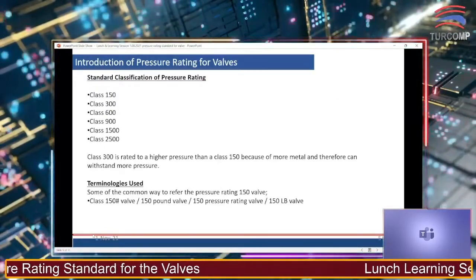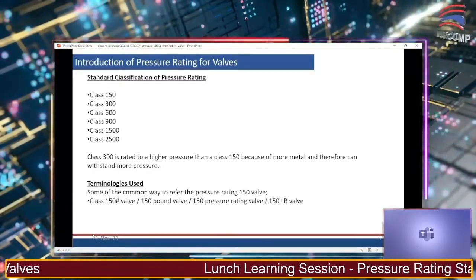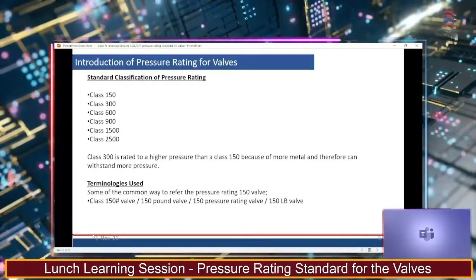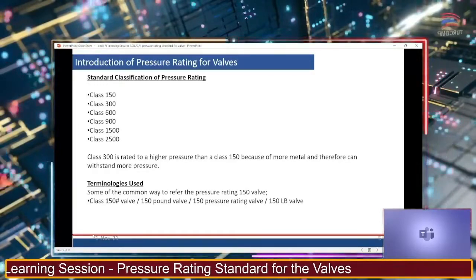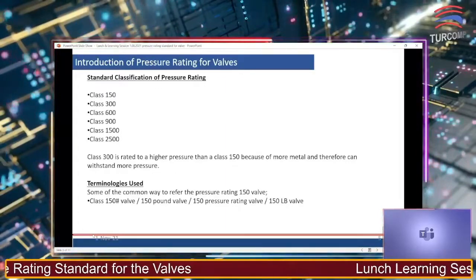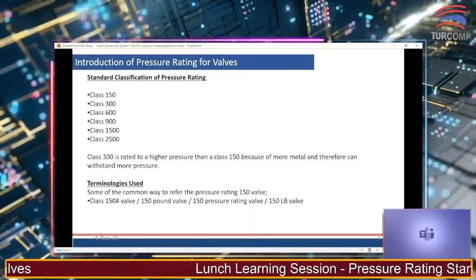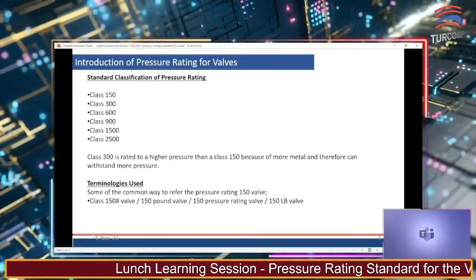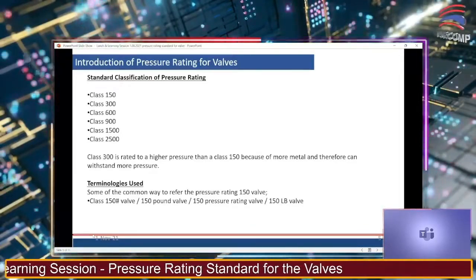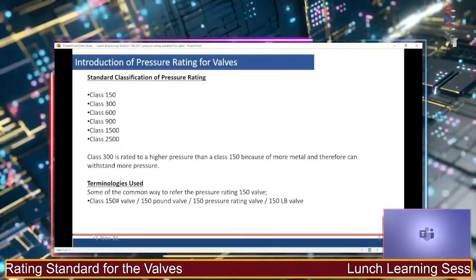Alright, so we go to the standard classification of pressure rating. In normal oil and gas, we have a lot of classes, but the standard ones are class 150, class 300, class 600, class 900, class 1500, and also class 2500. So basically, what is the difference between each class? Class 300 is rated to a higher pressure than class 150, just because the more metal can withstand more pressure.